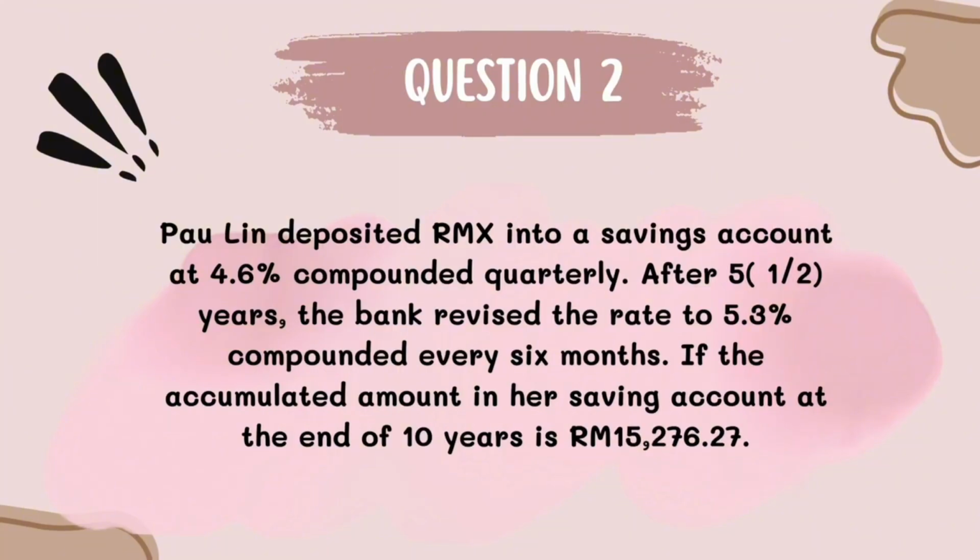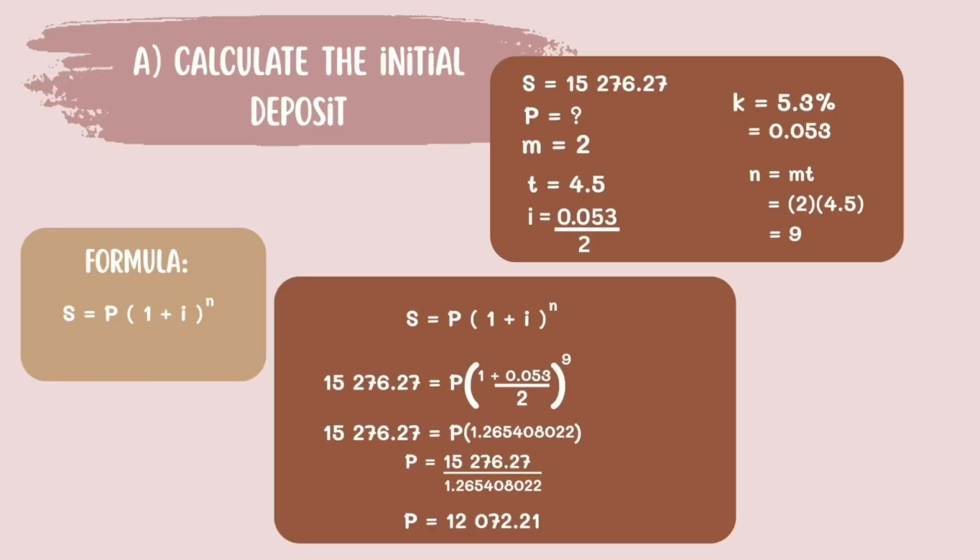Pauline deposits RM x into a savings account at 4.6% compounded quarterly. After 5.5 years, the bank revised the rate to 5.3% compounded every 6 months. The accumulated amount in her savings account at the end of 10 years is RM15,276.27. Question 8: calculate the initial deposit.